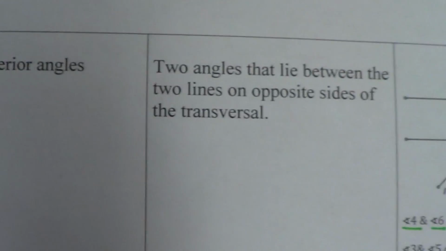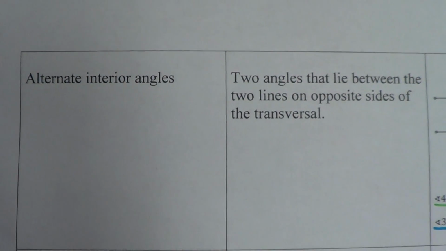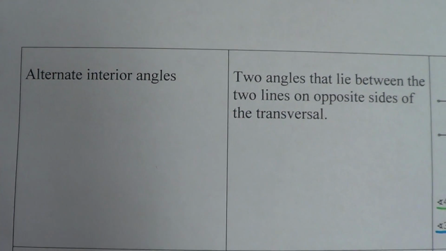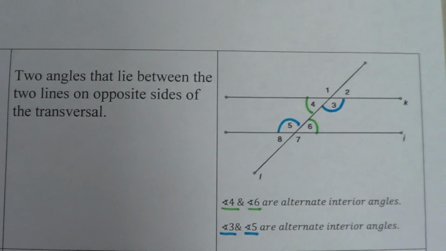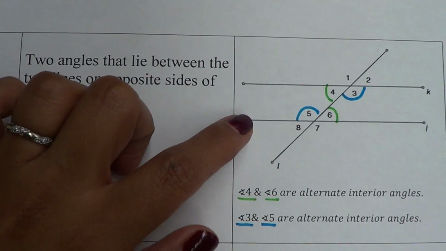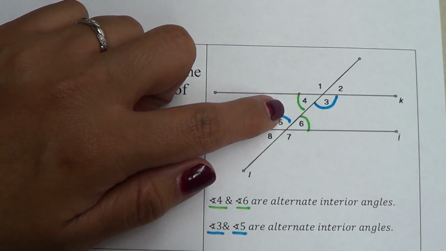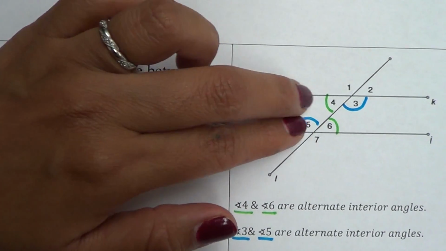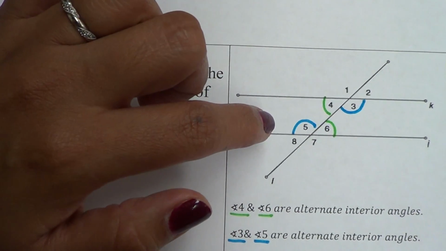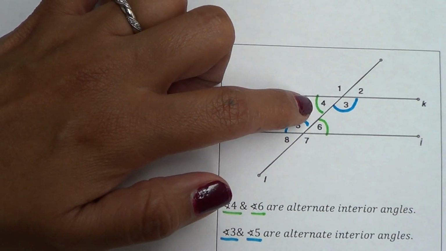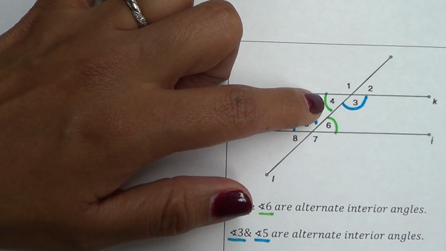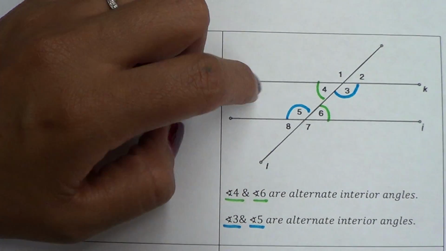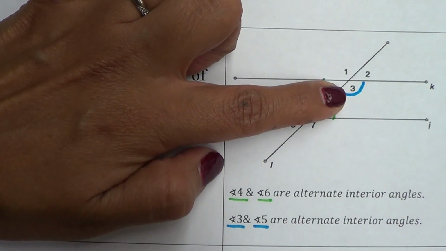We have alternate interior angles. So 2 angles that lie between 2 lines on opposite sides of the transversal. So here we are. We say that angle 4 and angle 6 are alternate interior angles. So angle 4 and angle 6, they're inside these 2 parallel lines, okay? And they're on opposite sides of the transversal. You see how angle 4 is on the left side of the transversal, and angle 6 is on the right side of the transversal. The same thing with angle 3 and angle 5.